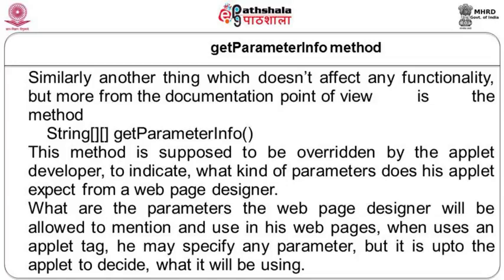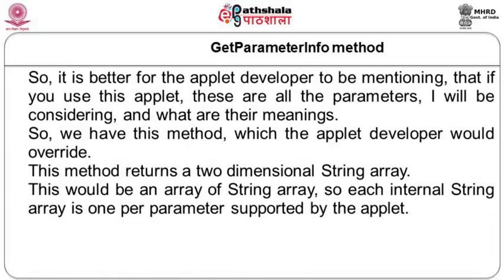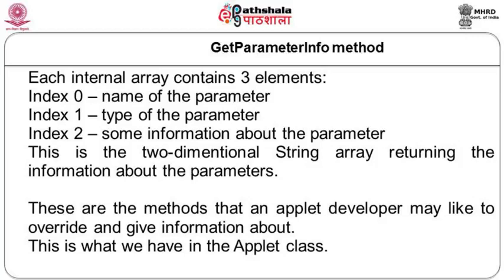This method called getParameterInfo returns a two-dimensional string array. The two-dimensional string array would be an array where the first level array is an array of string arrays, right? Two-dimensional array means array of a string array. So each internal string array is one per parameter supported by the applet, and each array contains, at the 0th index, the name of the parameter, second would be the type of the parameter, and third would be some information about that parameter.